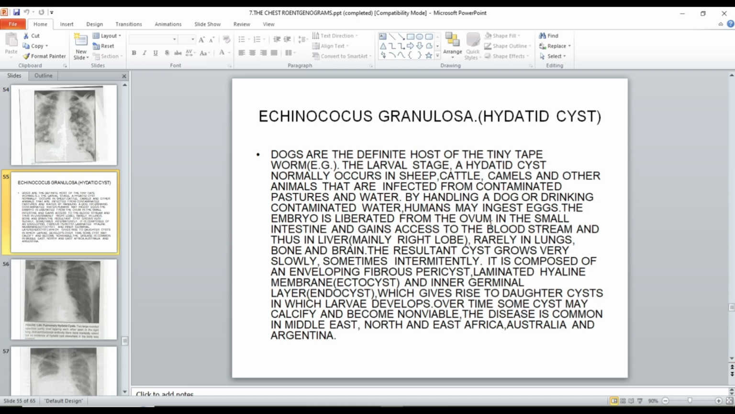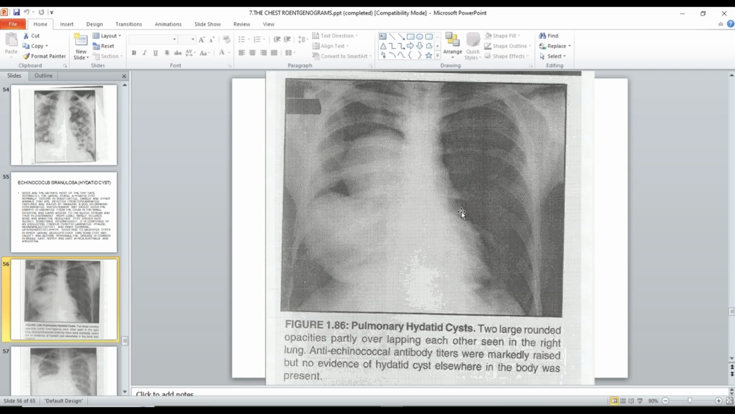The disease is common in the Middle East, North and East Africa, Australia and Argentina. These are hydatid cysts in the right lung, well-defined big balloon-like cysts. This is upper and this is lower. They may be in liver and other tissues as well, but commonly they are present in lungs and liver.